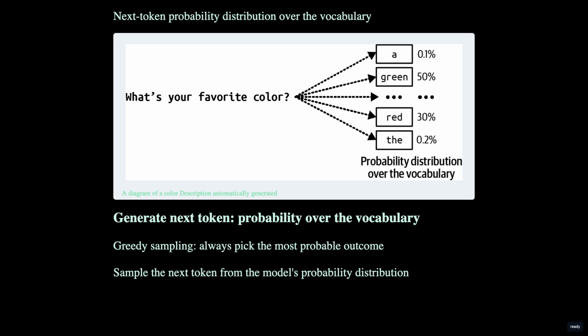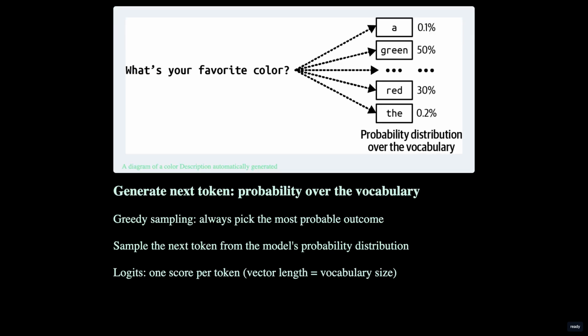This stochastic choice produces more varied, less deterministic outputs. The model's neural network outputs a logit vector, a raw score for every possible token in the vocabulary. Those logits are converted into a probability distribution, typically with softmax, so the vector length equals the vocabulary size, and each logit maps directly to one token.